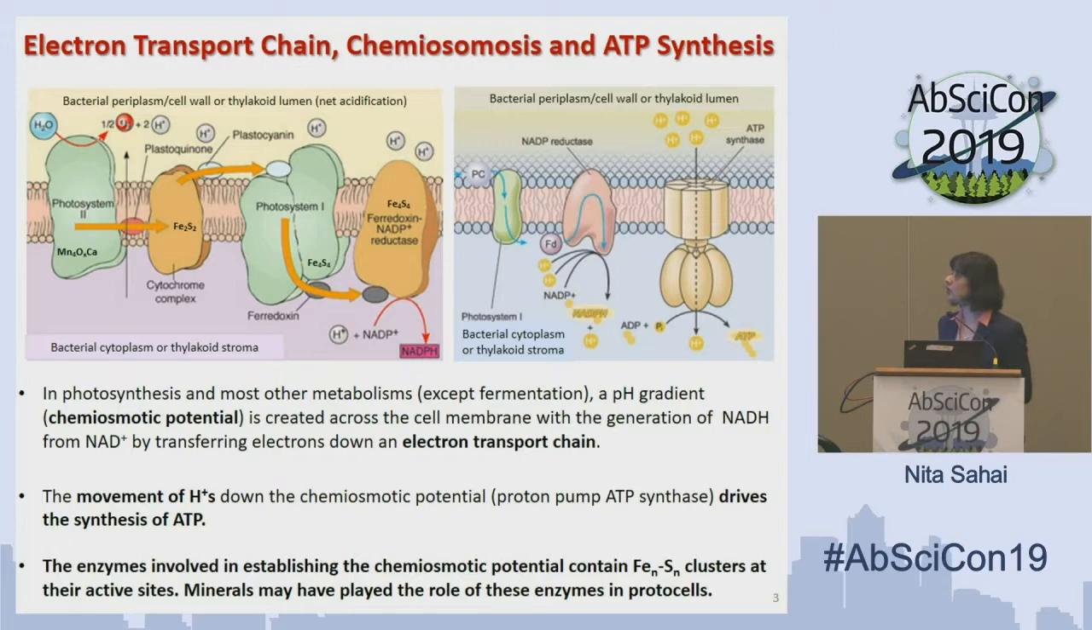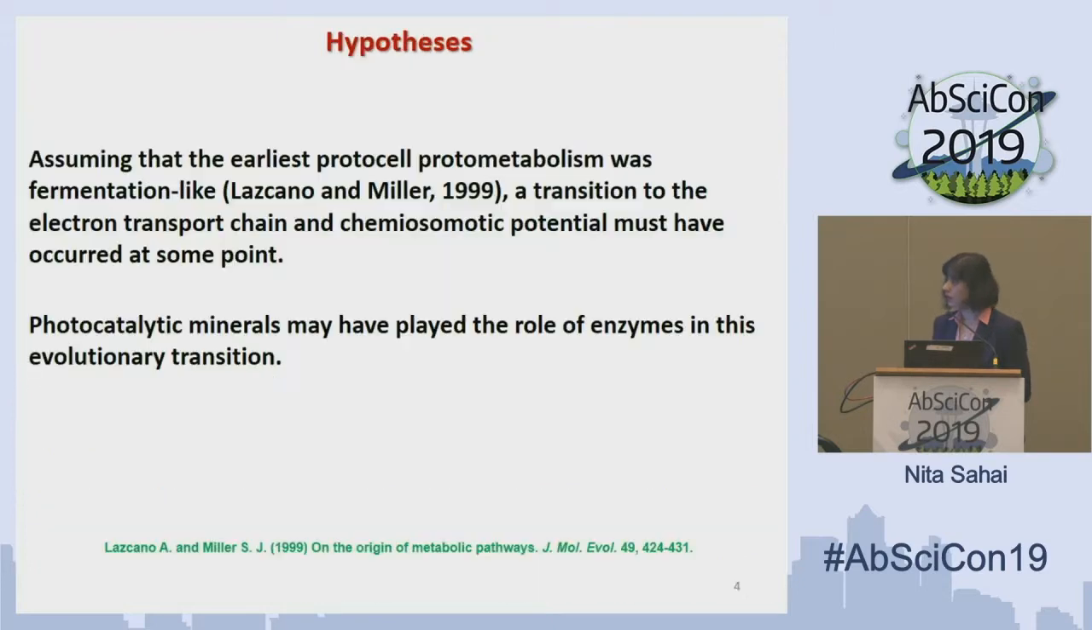Here's another picture now, continuing on. Once you've generated this chemiosmotic potential of more protons on one side than on the other, they flow back through the ATP synthase, where ADP combines with phosphate and is converted into ATP. So the question was posed in the previous talk, and we will talk about it here as well: how did this chemiosmotic potential first arise in order for ATP synthesis to occur?